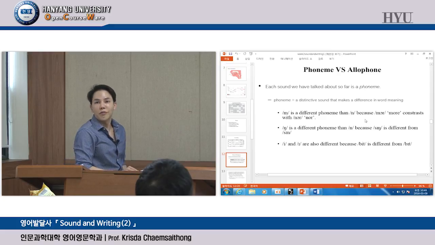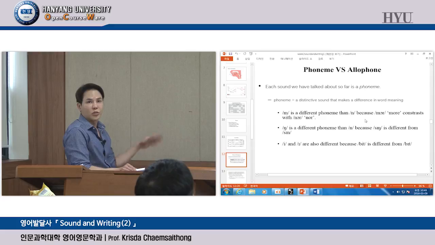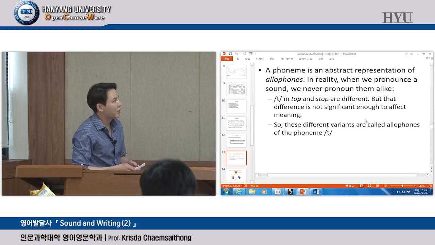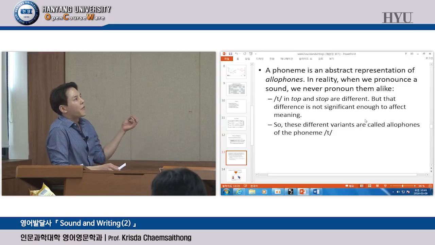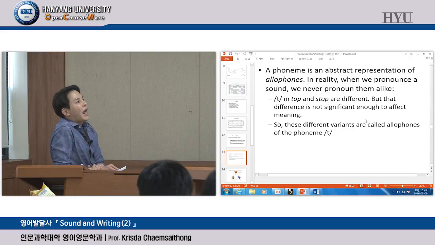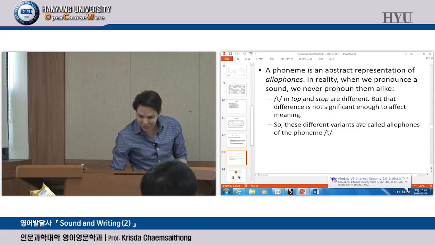So you can do that with vowels also. The two vowels here are different phonemes because they contribute to meaning difference in beat and bit. Beat here is to hit, right? And then bit is a piece of something, a small piece of something. So you know what a phoneme is. But a phoneme is significant, it's important in determining the meaning of a word, but it's an abstract representation of allophones, right?